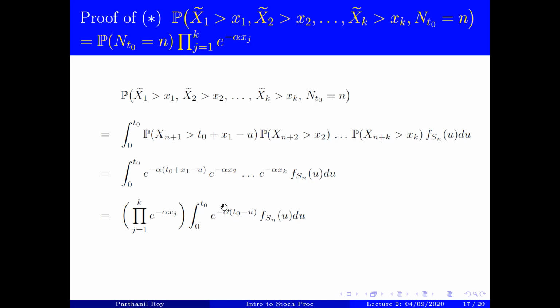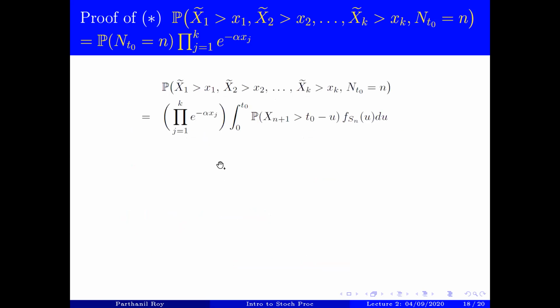This is essentially the survival function of an exponential random variable, and actually came out of, it's a part of xn plus 1 bigger than this. One part has been taken here, but this is still xn plus 1 bigger than t naught minus u. And since u is less than or equal to t naught, t naught minus u is still positive, therefore this is the probability of xn plus 1 bigger than t naught minus u multiplied by fsn and then integrated. Okay, so this is what we achieve in this slide, in this calculation. So let's try to start from there.